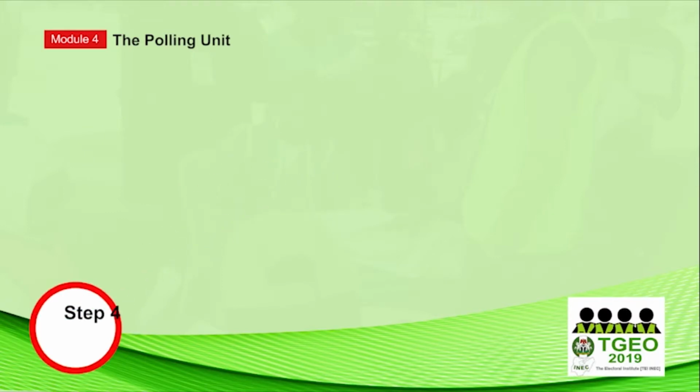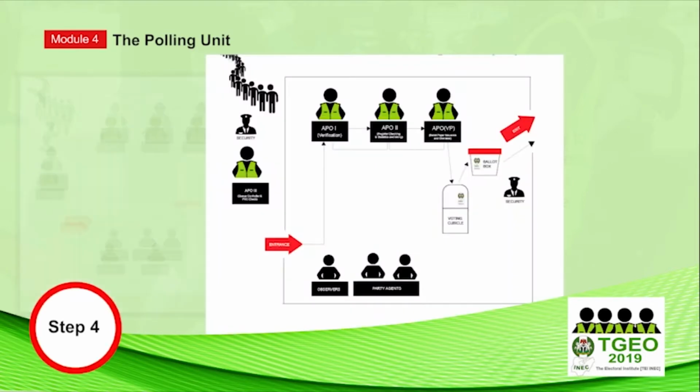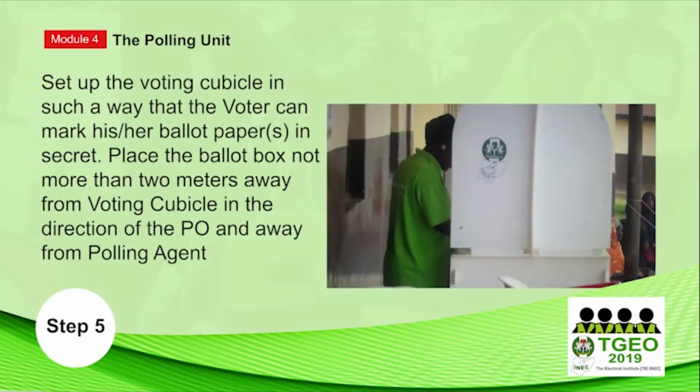Step 4. Arrange the tables and chairs to facilitate easy access for the voters and in line with the Commission's approved format illustrated in the Manual for Election Officials. Step 5. Set up the voting cubicle in such a way that the voter can mark his or her ballot papers in secret. Place the ballot box not more than 2 meters away from the voting cubicle in the direction of the presiding officer and away from the polling agent.